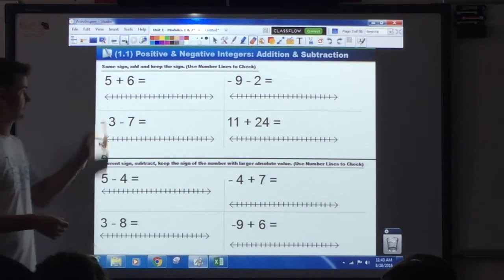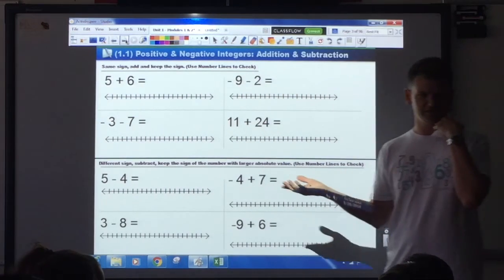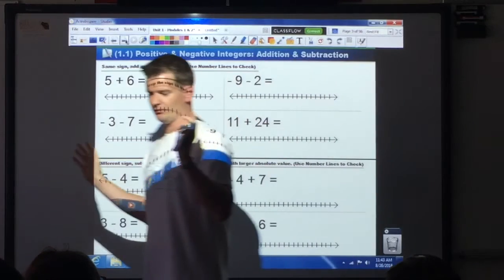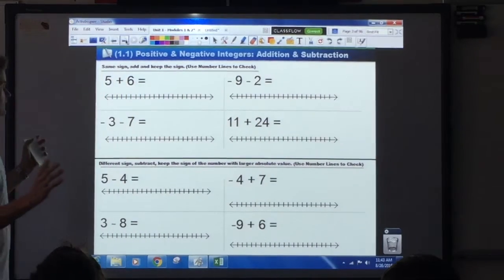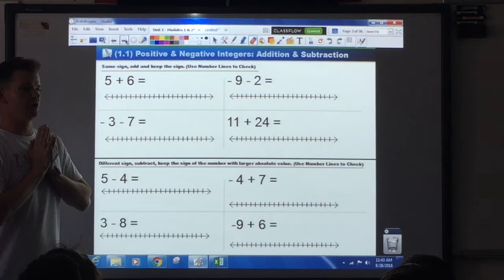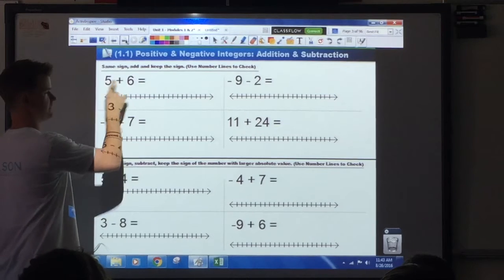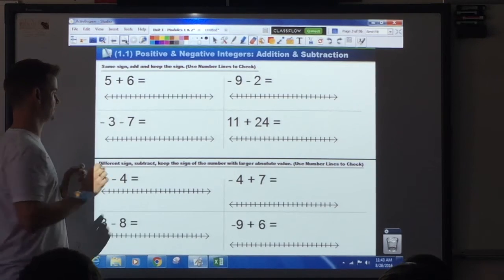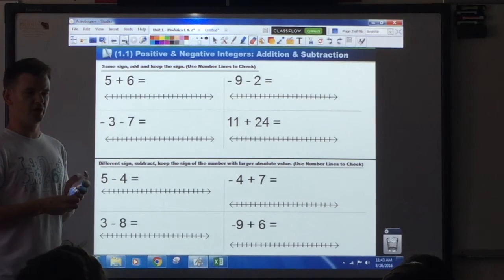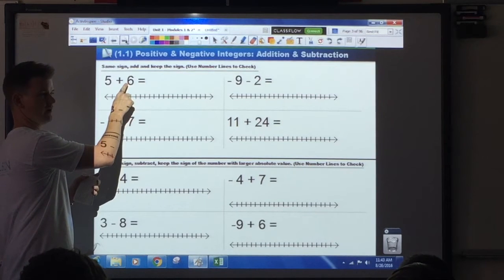We know something like 5 plus 6 equals what? 11. Somebody says 9. But it's 11. Now, there's a lot of different ways to prove that. But the very first and foremost thing I want you to understand is that in pre-algebra, we stop really thinking of this as a plus sign. We stop thinking of this as a subtraction sign. This is indicating that the 6 is positive.